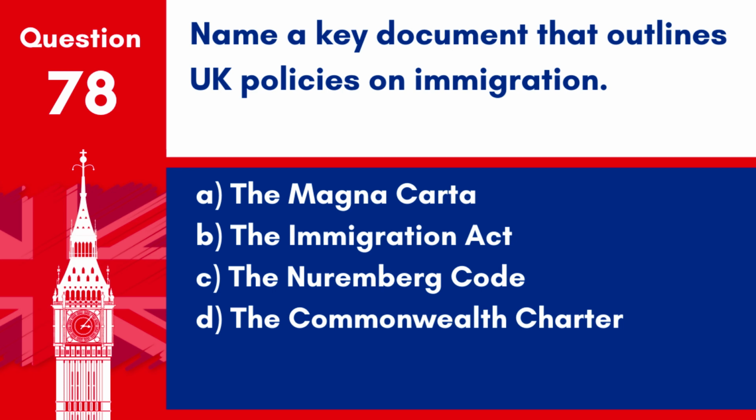Answer B. The Immigration Act. Various versions of the Immigration Act, such as those of 1971, 2014 and 2016, have provided the legislative basis for controlling immigration to the UK.